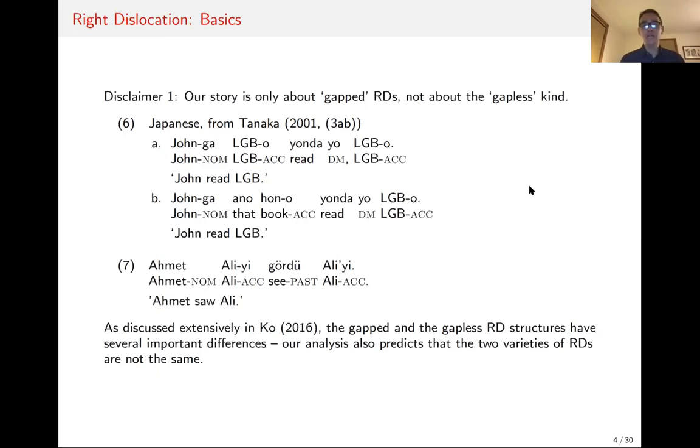Many analyses of right dislocation include the gapless kind within the domain of explanation, but we have a good reason to think that this may not be a good idea. And we follow Kohei John's 2016 paper on this decision.